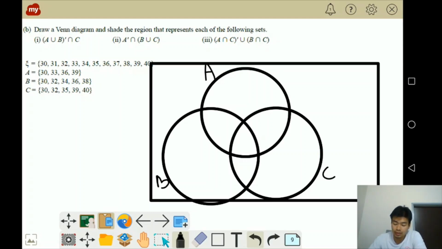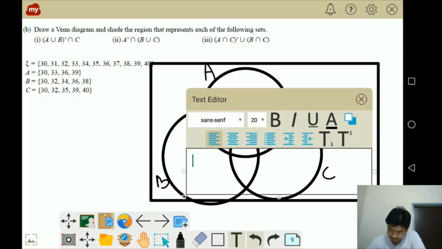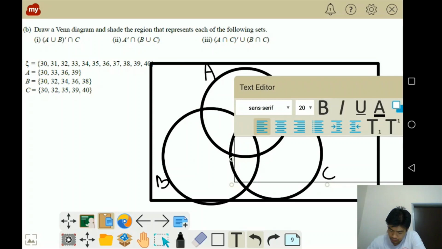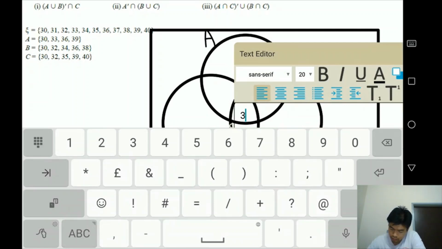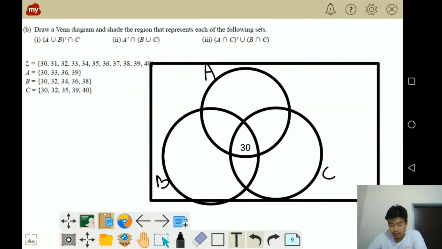Now I'm going to write the numbers inside my Venn diagram. So again, I'm going to fill in from inside to outside. So look at set A and set B and set C. What is the number that appears in all 3 sets? 30, right? Only 30. Okay, done.